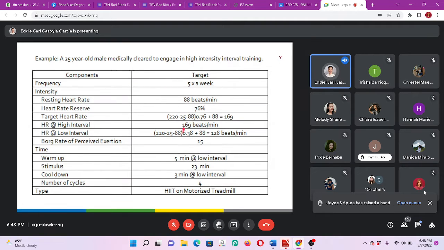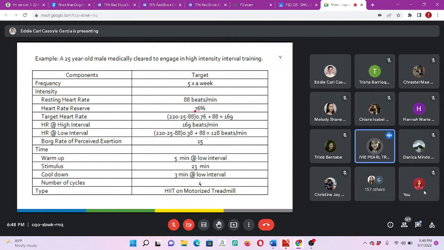Okay? So again, 220 constant number minus your age, minus your resting heart rate, times 0.76. Any idea why it's 0.76? The heart rate reserve, sir, is 76%. Okay, so all you need to do is to make it into a decimal. So that's why it's 0.76, plus your resting heart rate, and get the total of 169 beats per minute. And this will be your heart rate at high interval. Okay, so take note, this is your heart rate at high interval.